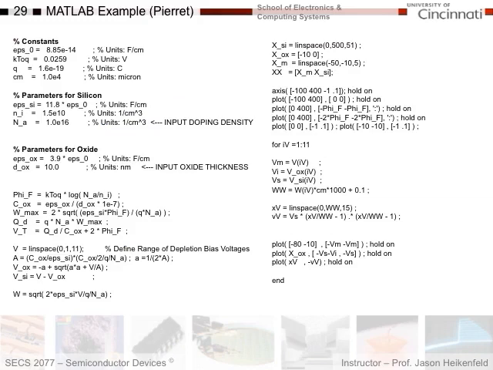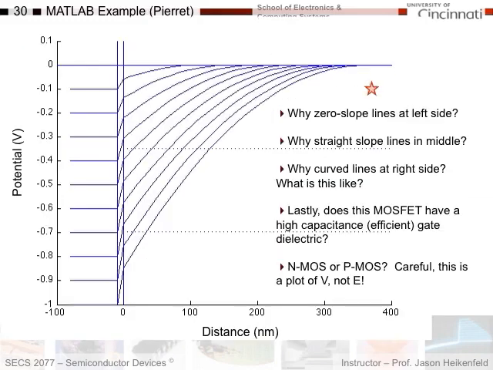Here's some MATLAB code I want to show you. When I run that MATLAB code, I get this very nice plot of potential versus distance into a MOSFET. So this is my gate, here's my oxide, here's my semiconductor. Let's ask some questions as review. Why do I have zero slope lines on the left side here? Well, again, this is my metal. If you have a metal and it's high conductivity, there's no voltage drop across it, right? And so I have no electric field in the metal.